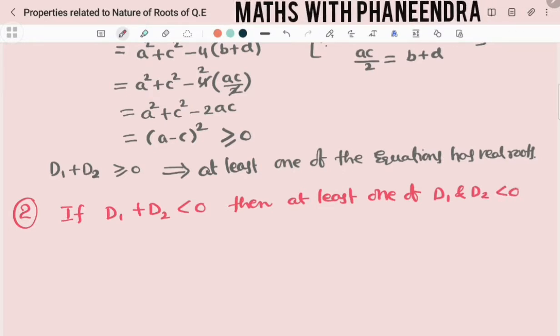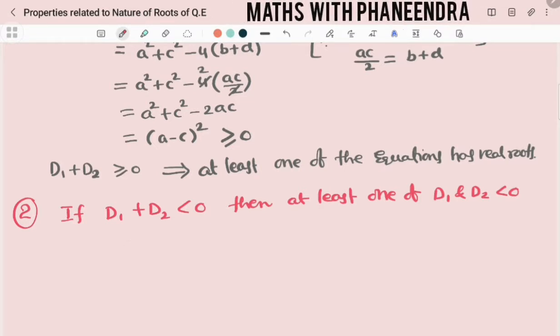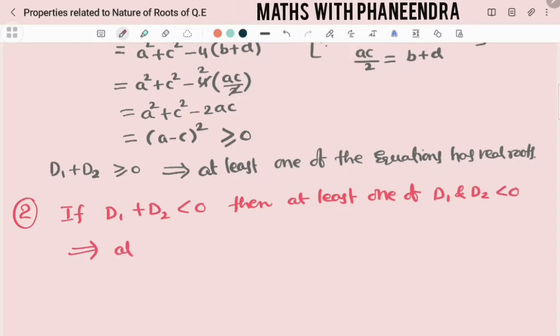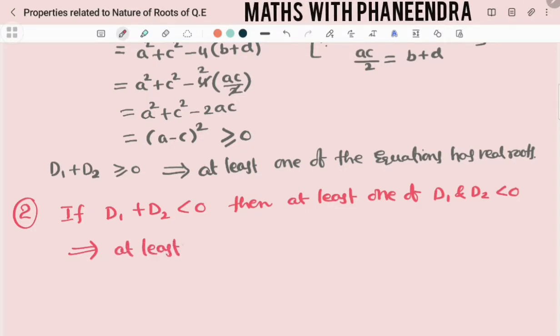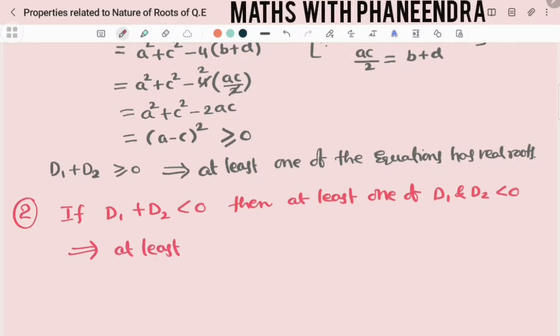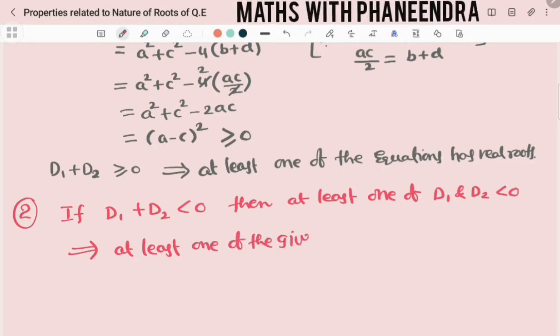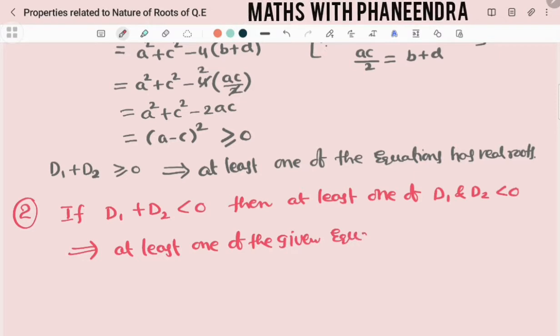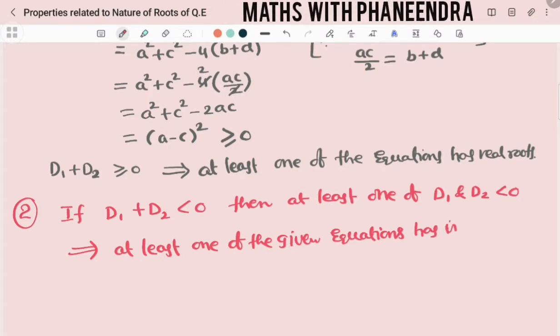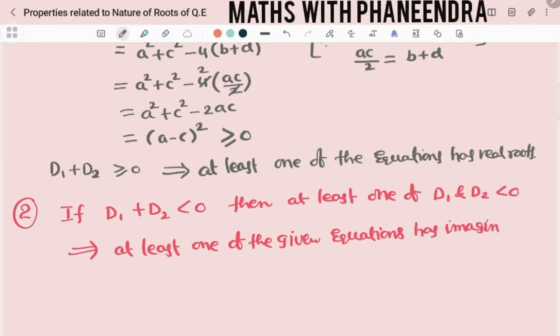Whenever the discriminant is less than 0, it means imaginary roots only, no? So that means at least one of the given equations has imaginary roots.